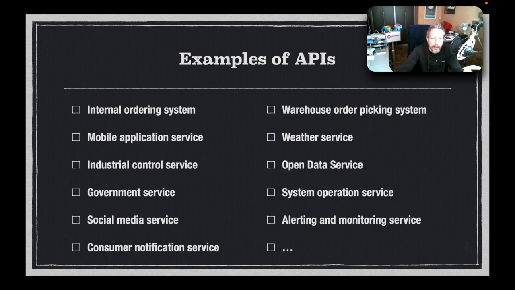What are some examples of APIs? You have internal ordering systems, you have government services, you have monitoring and alerting systems. If there is software behind it, you probably can make an API out of it.